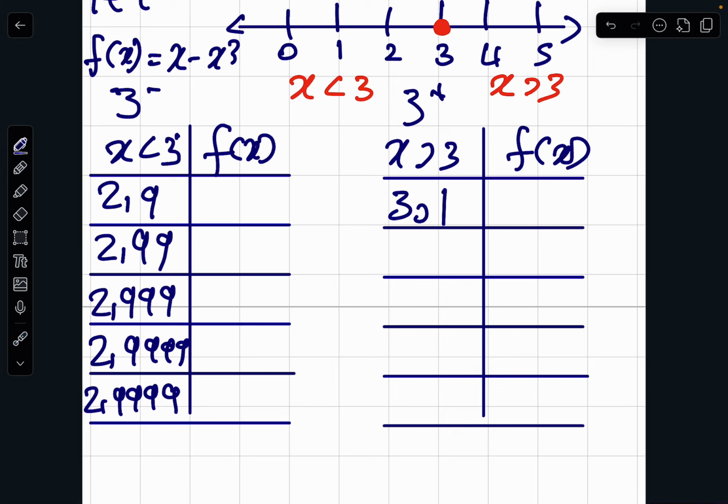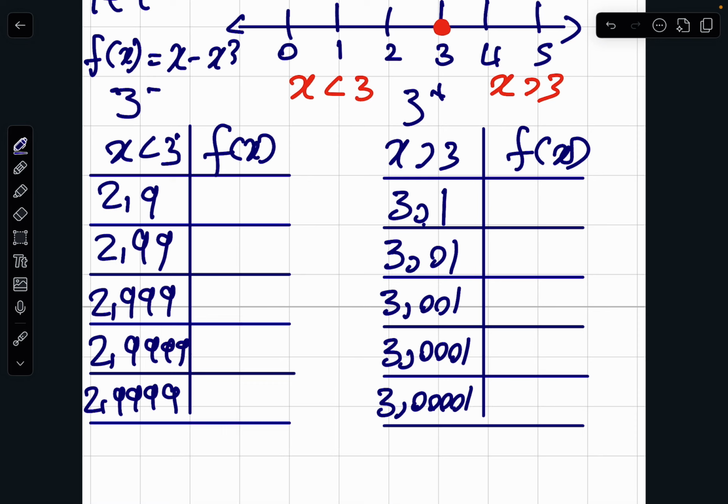Then what is another value that is closer to 3, closer than this one from the right? It is 3.01, since we are going very close to 3. The other one is 3.001. The other one is 3.0001. The other one is 3.00001. Therefore, you are going to plug these values of x here, then find your value of f of x.